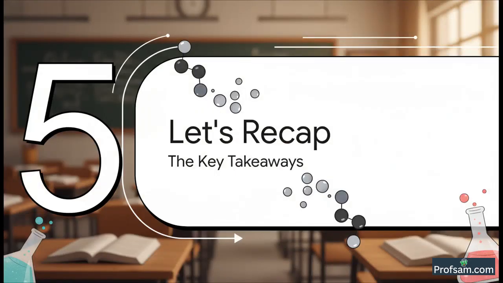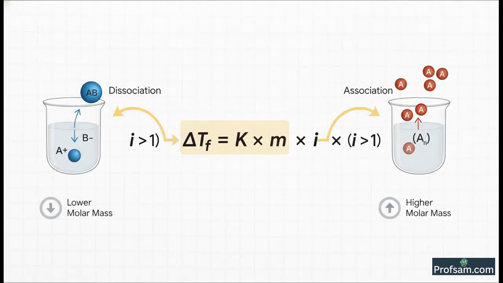All right, that was a lot of information. So let's just quickly recap the main points from our discussion. First, remember that the molar mass we calculate from colligative properties can seem abnormal. This happens when solutes either dissociate, which creates more particles, or associate, which creates fewer particles. And second, the Van 't Hoff factor i is our simple tool to correct our formulas for this real-world behavior.